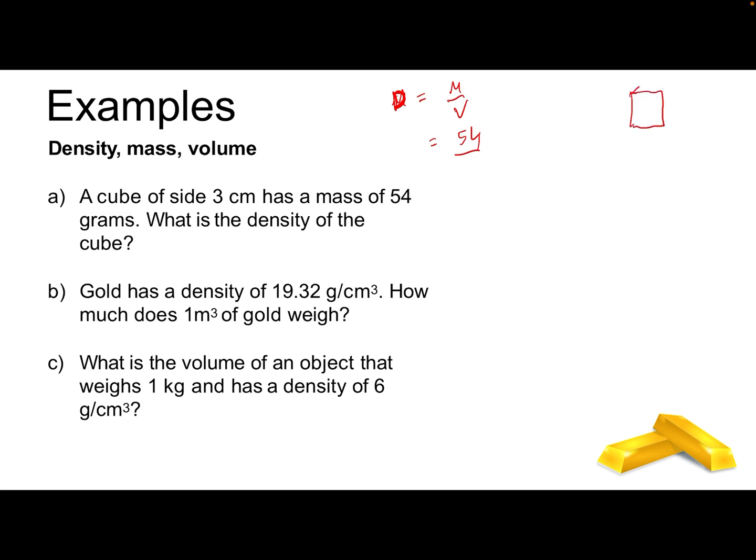Okay, cube. So a cube is a shape that has all equal edge sizes. So it's a 3 by 3 by 3 cube. So the volume must be equal to 3 times 3 times 3, which is 27. Okay, because it's a cube, not a cuboid. It's a cube, so we knew all sides were the same. And so the answer is 2. And what's going to be the unit of measure? Well, the weight was in grams, so grams per volume measured in centimetres cubed. So the density is 2 grams per centimetre cubed.